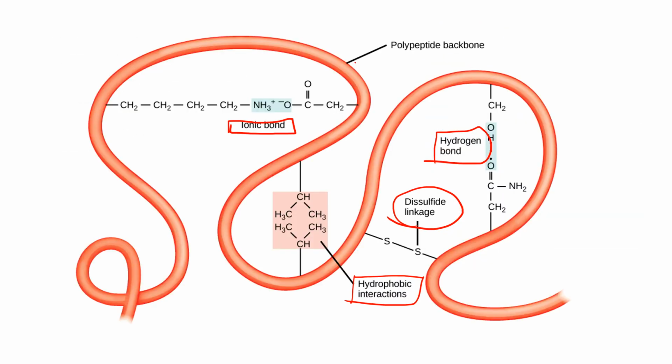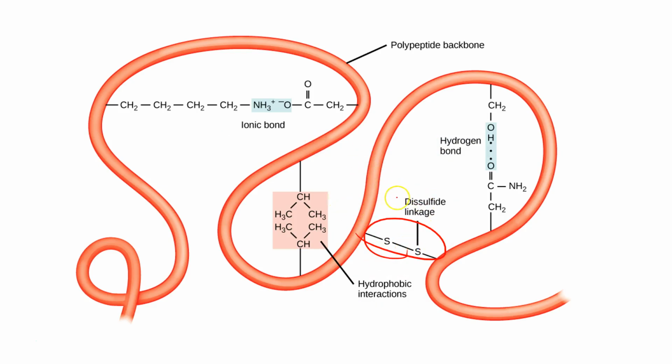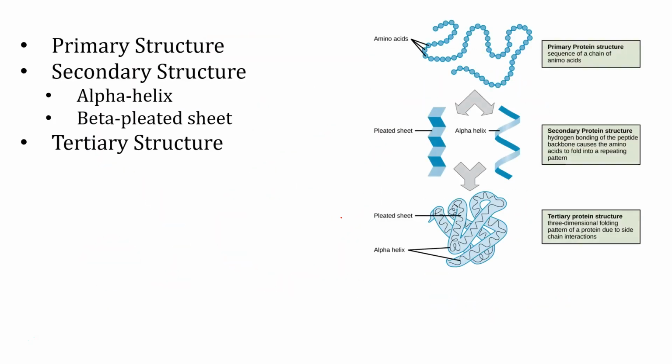Real quick, just FYI, if you have curly hair, the reason you have curly hair is because there's a lot of these disulfide linkages which link the proteins together to form kind of a curly structure in your hair. And if you take a shower, it breaks these momentarily so that your hair is straight, but then once it dries again, it's curly again because those linkages have reformed.